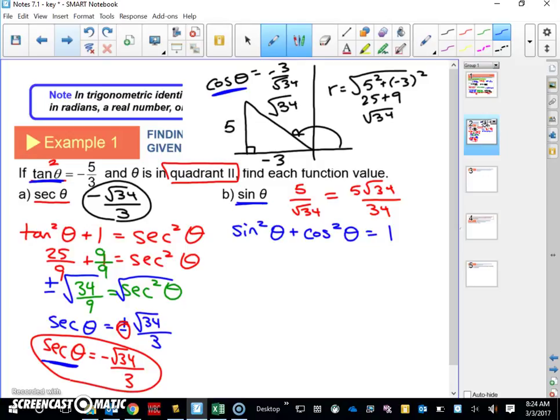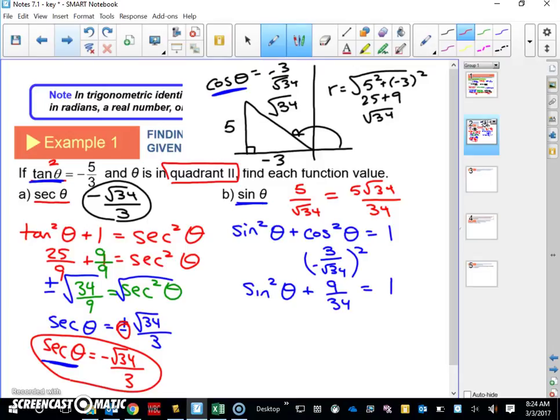But cosine squared, remember cosine is going to be the reciprocal of secant. So I'd have 3 over negative square root of 34, squared. That's the reciprocal of secant, but I'm going to end up squaring. And so I don't even need to rationalize that denominator when I flip it, because the square is going to make that go away. When I square that, I'm going to get 9 over 34. And so I'm looking at sine squared theta plus 9/34 equals 1.